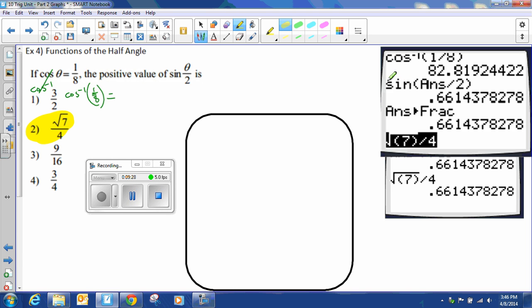I hope you found this useful. You can do this algebraically or with your calculator. Good luck to you.